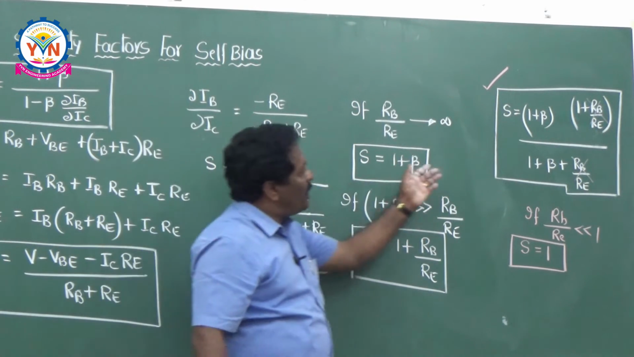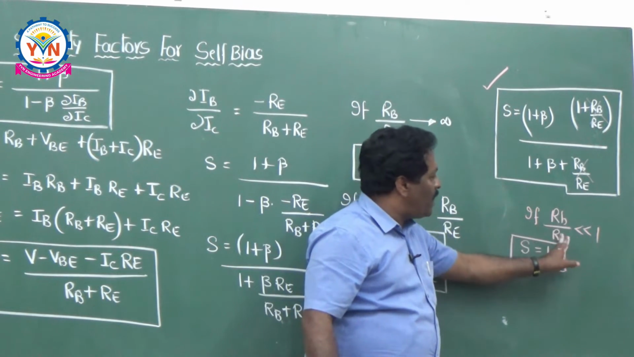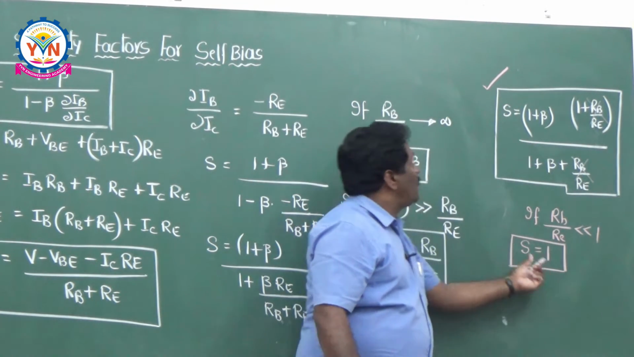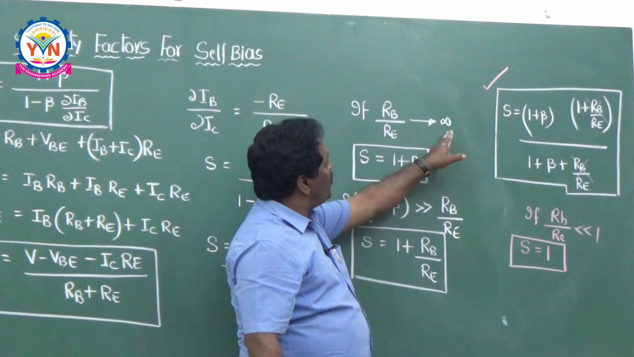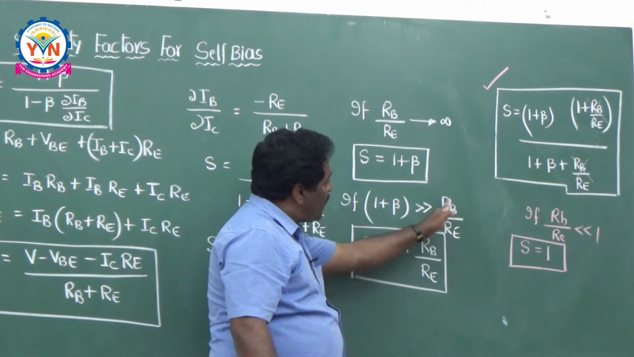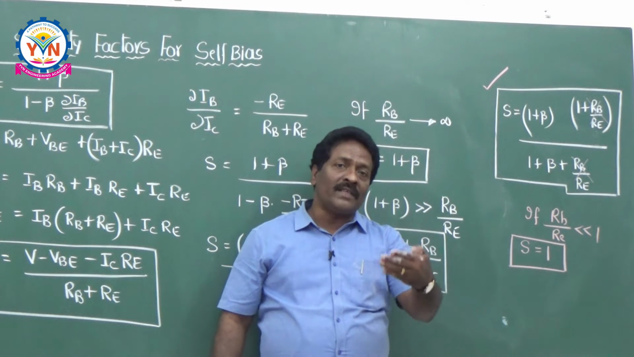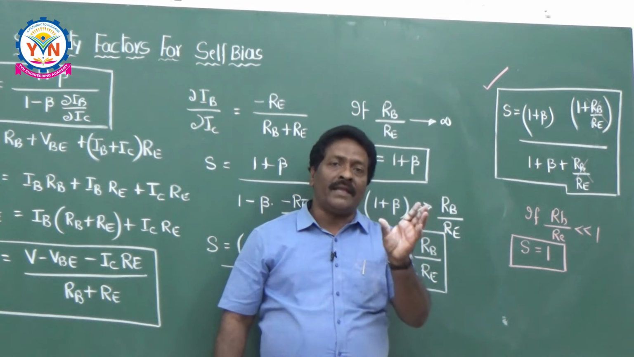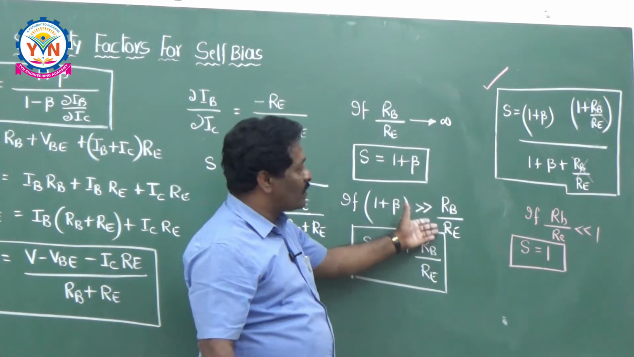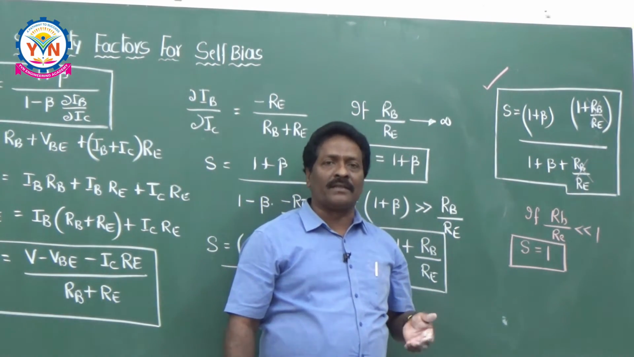So, just now I told you about the 3 stability factors depending upon the approximations. If RB by RE is very, very less than 1, then S is equal to 1, a more stable circuit. If RB by RE is tending to infinity, stability factor S is equal to 1 plus beta. If 1 plus beta is very, very greater than RB by RE, S is equal to 1 plus RB by RE. This way, the stability of the circuit changes. By taking different values of the base resistance and emitter resistance, you can change the stability of the circuit. So, this way you have to calculate the stability factor for our self-bias circuits.